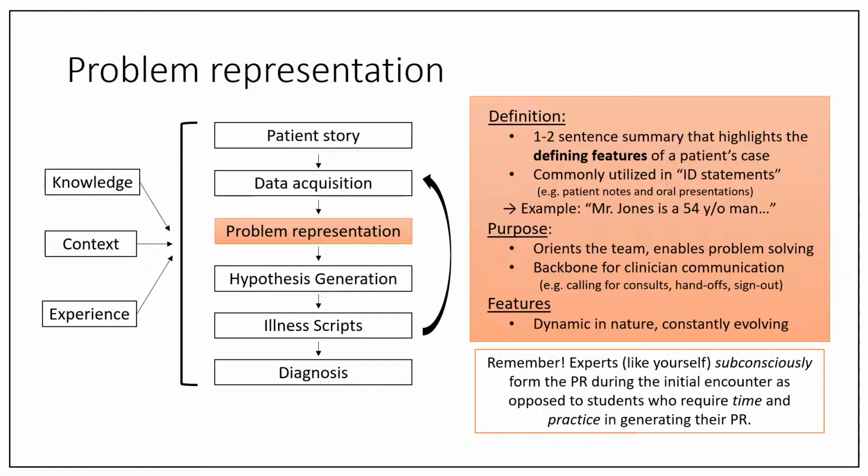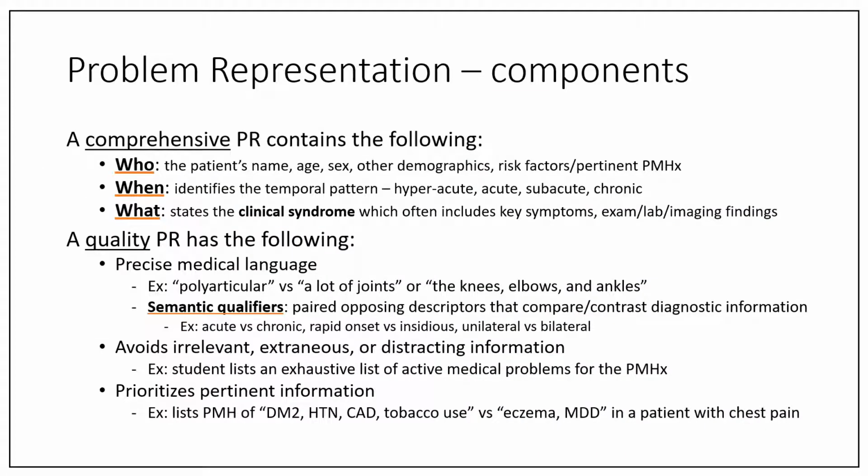It is important to remember that experts like yourself form problem representations during the initial patient encounter. This is in contrast to our medical students, who require both time and practice in generating their patient summary. Let's briefly review the key components of problem representation. First, a comprehensive PR contains the 3 W's. The who usually comes first and includes the patient's identifying information. The when emphasizes the temporal pattern, and the what identifies the clinical syndrome.